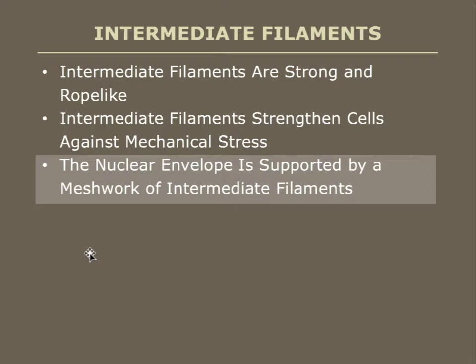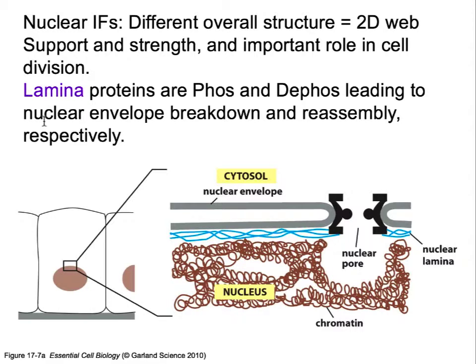Let's focus our attention into the nucleus now and look at how intermediate filaments in the nucleus are arranged. So the structure in the nucleus is overall different. Outside the nucleus, they form rope-like structures, but inside the nucleus, they form a web, a two-dimensional web that underlies the inner surface of the nuclear envelope.